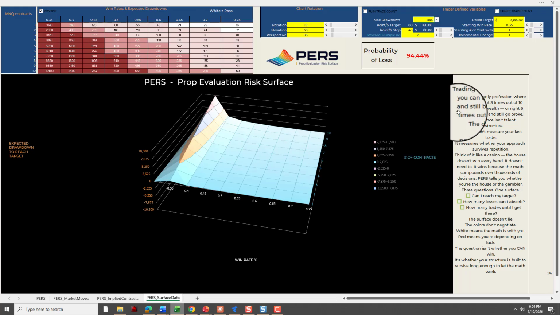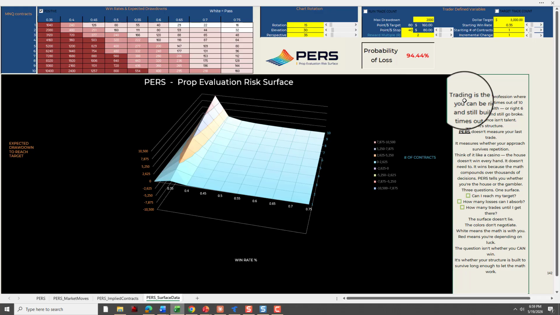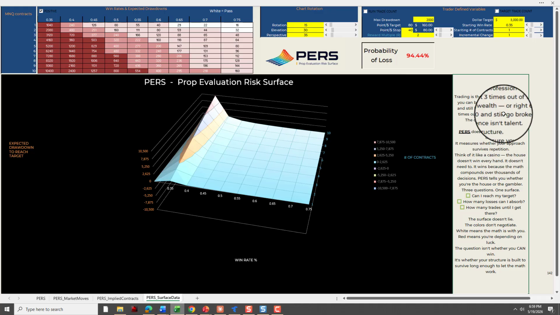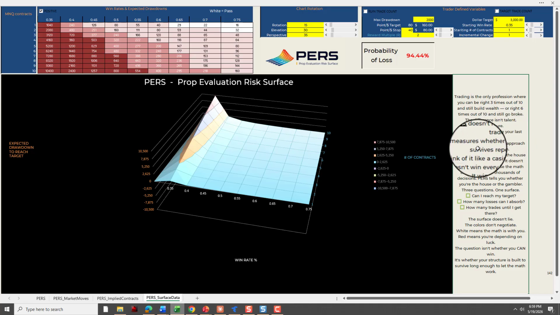Now, I did say here, it says right here, and I'm going to read it. Trading is the only profession where you can be right 3 times out of 10 and still build wealth. It's true. Or right 6 times out of 10 and still go broke. The difference isn't talent, it's structure. What we're talking about here with this application that I designed is structure. PERS doesn't measure your last trade. It measures whether your approach survives repetition.